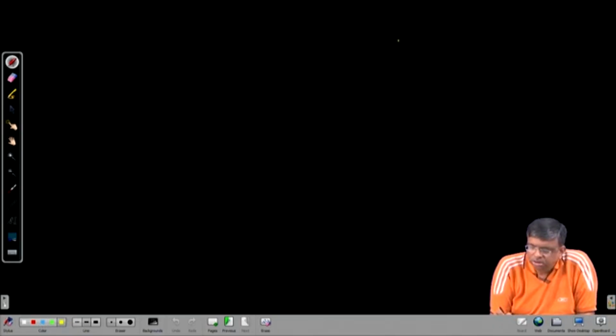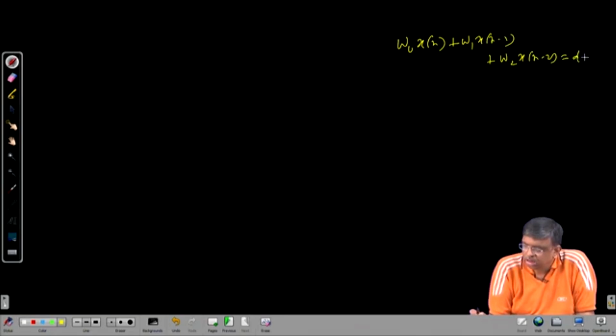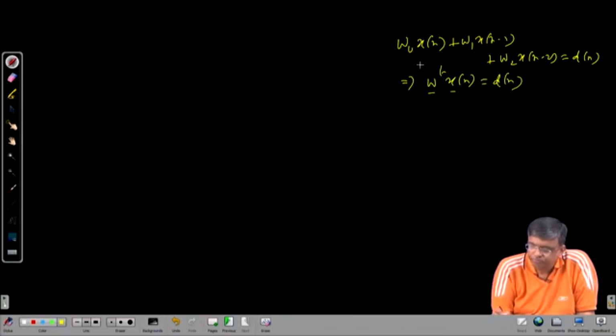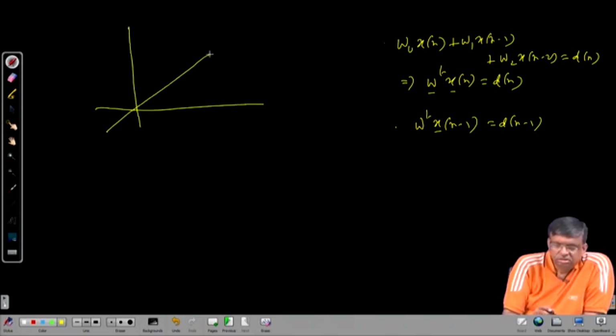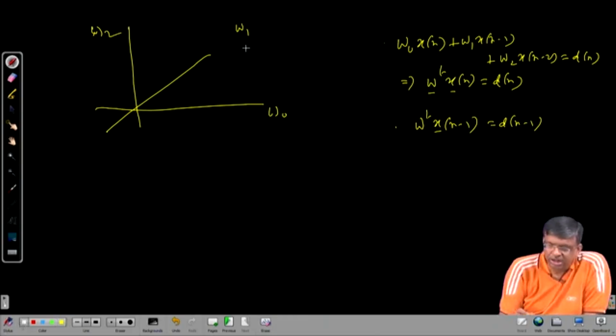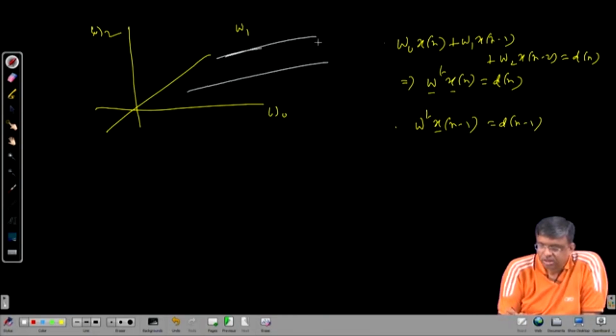Suppose we have one equation which is W0 x n plus W1 x n minus 1 plus W2 x n minus 2 equal to dn, that is in short W transpose x n is dn, and at n minus 1th clock you have got W transpose x n minus 1 vector, that is x n minus 1, n minus 2, n minus 3 as d n minus 1, just 2. So, this is one plane. Okay, this is one plane.